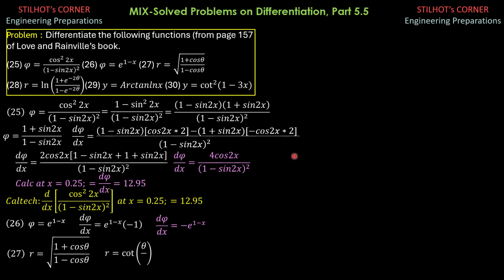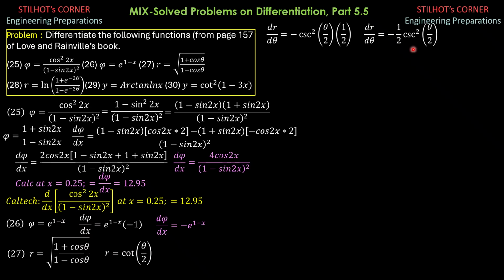So r is cotangent of theta over 2. The derivative of r with respect to theta, the derivative of cotangent, is negative cosecant square of theta over 2 times the derivative of theta over 2 with respect to theta, which is 1 half. So simplifying, that's negative 1 over 2 sine square of theta over 2, or negative 1 half cosecant square theta over 2.